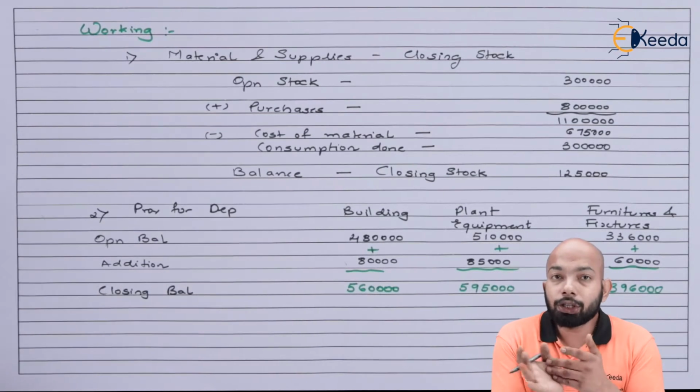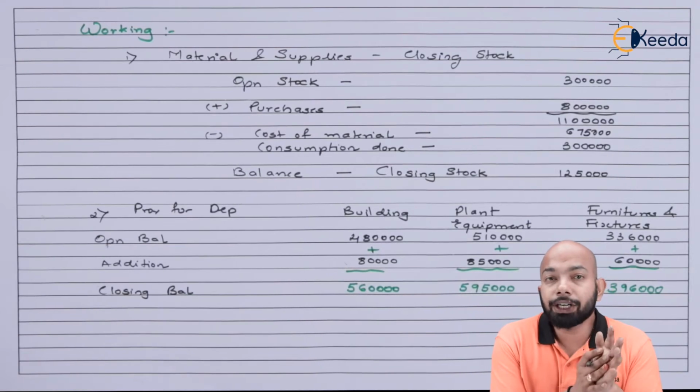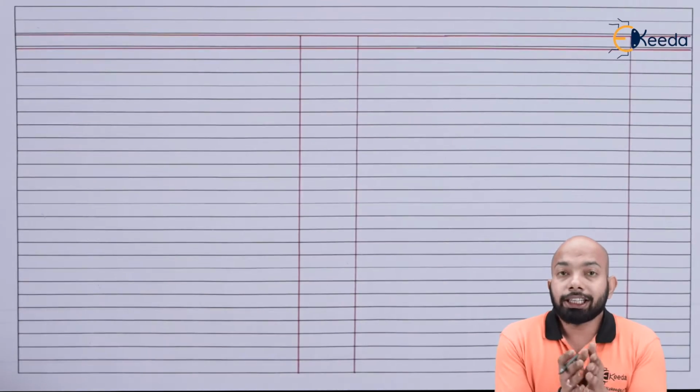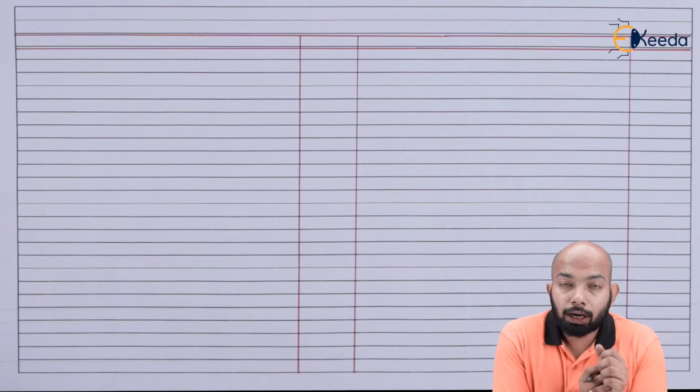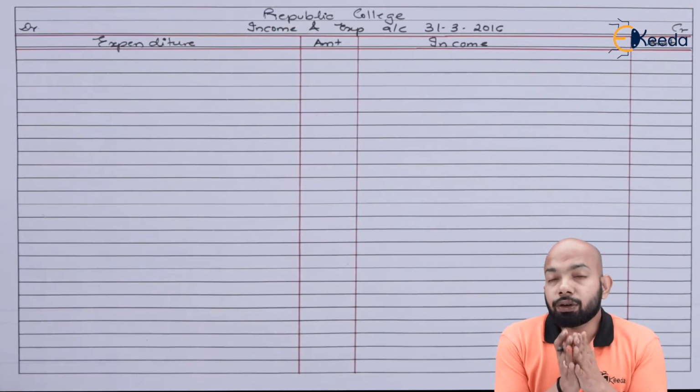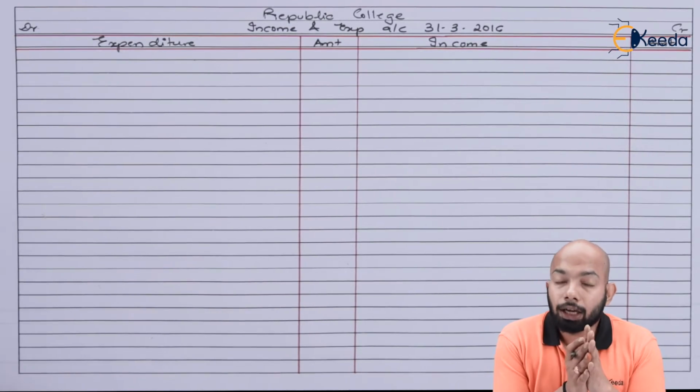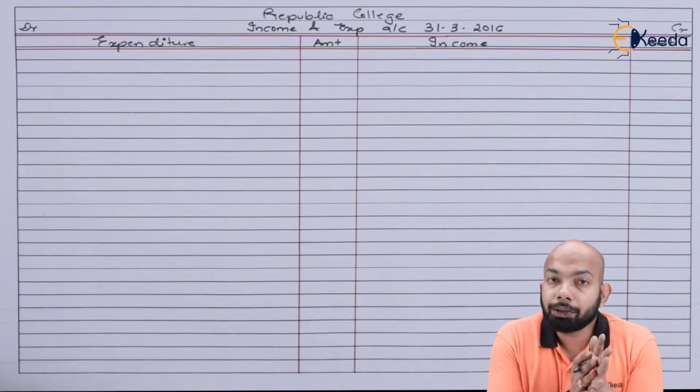So now that we have mentioned all the items here, let's go on to the preparation of income and expenditure account. So right now we'll be preparing the income and expenditure account. Let's prepare that. So we'll first fill up all the incomes first. So the first income will be tuition fees.